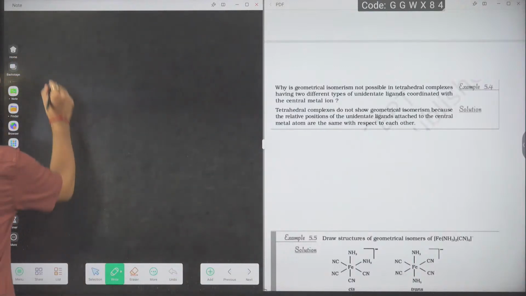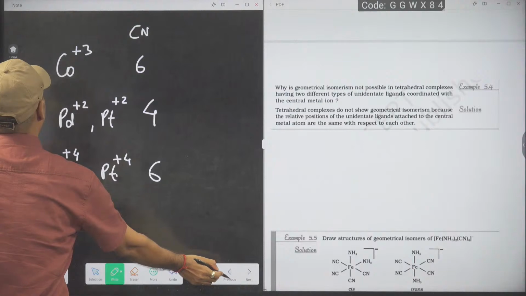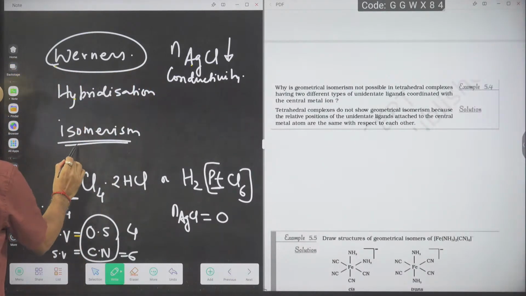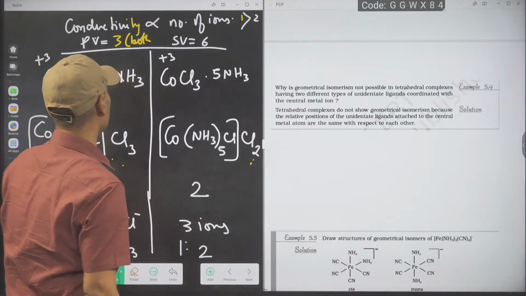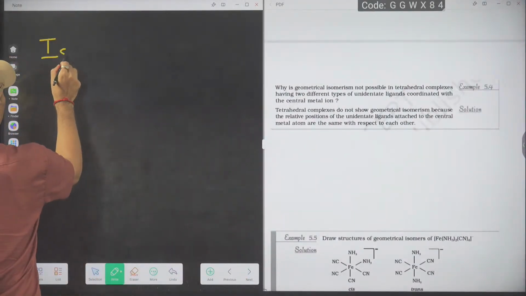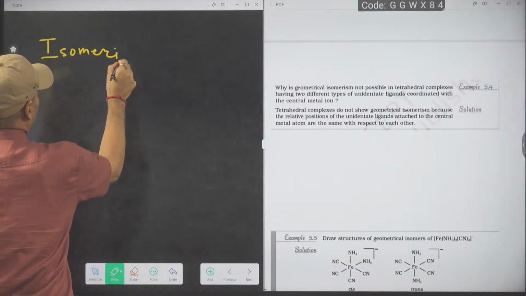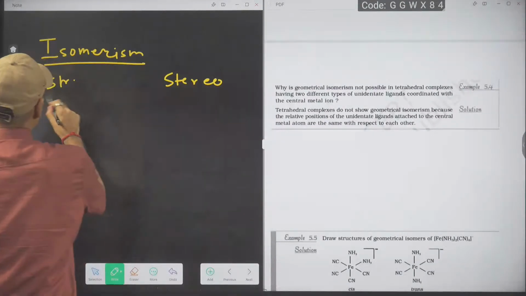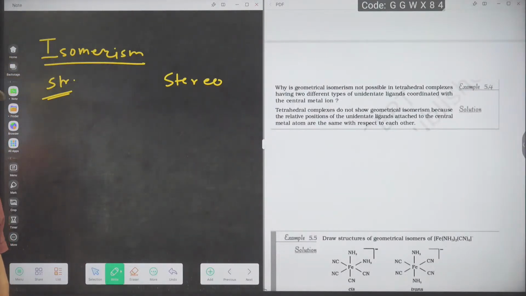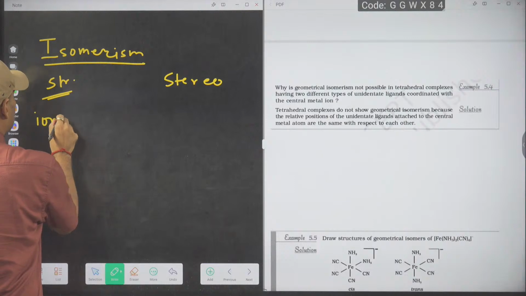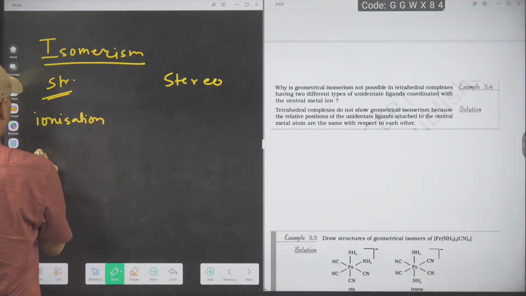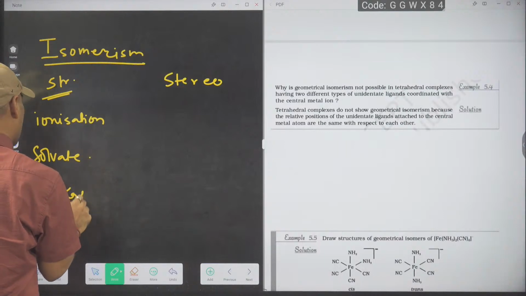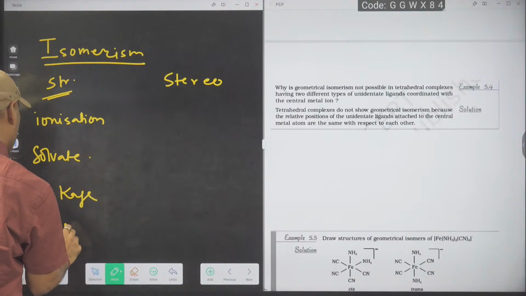Come on, next. We said that 3 points are important: Werner theory, whose basic points I have told you, hybridization, and isomerism. Let's come to isomerism. Isomerism can be divided into 2 parts, structural and stereo. Structural is very easy, so we can do it. Like what? There is ionization isomerism, solvate isomerism, linkage isomerism, and coordination isomerism.